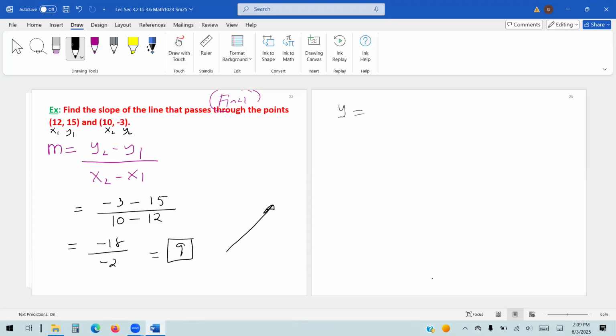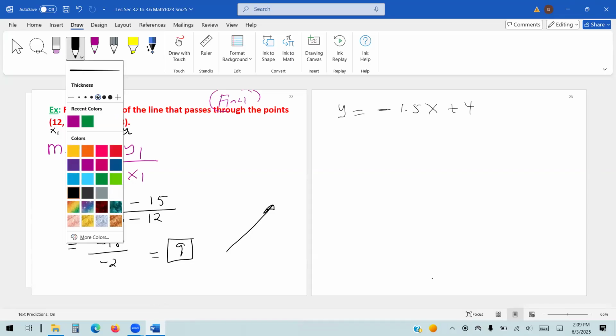y equals negative 1.5x plus 4. And what are you going to do with this? What's the direction? Okay, so to graph, we just need 2 points.